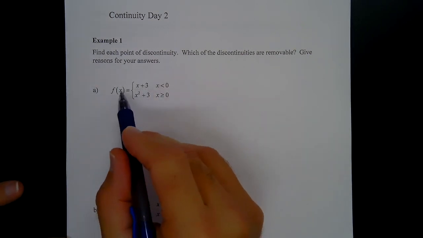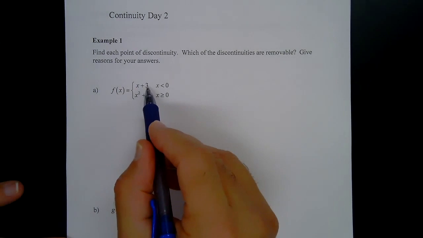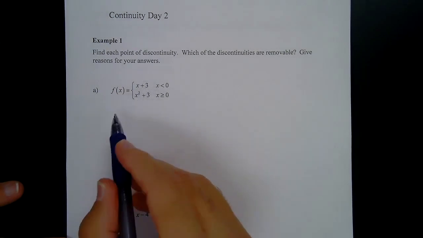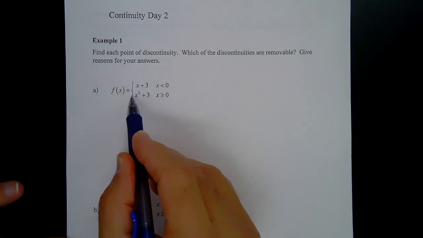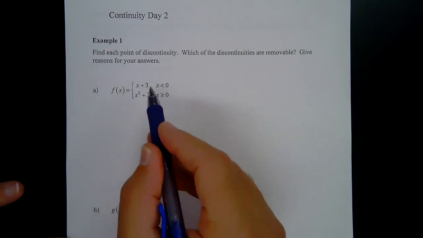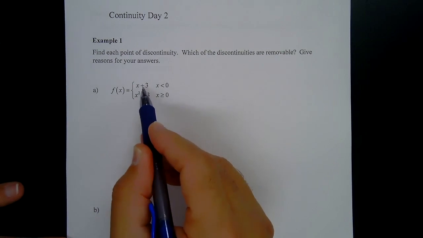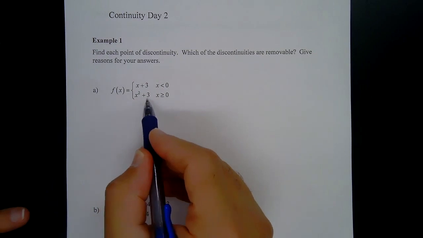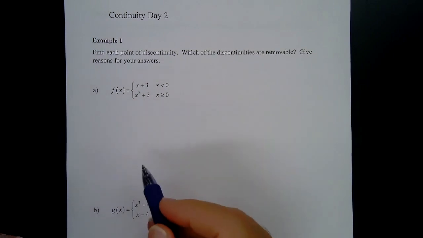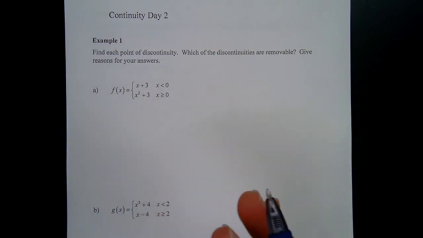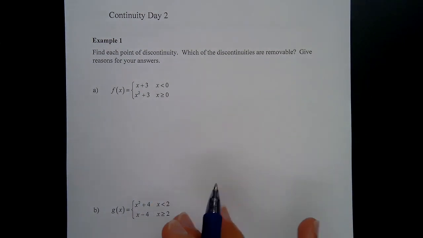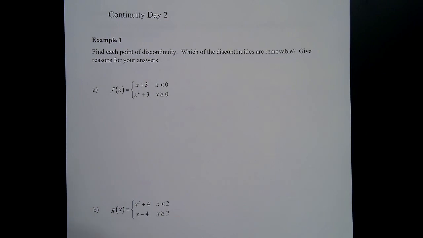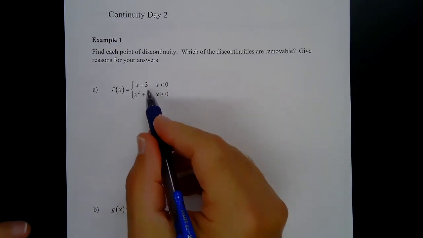Y equals x plus 3. Well, that's a line, and we should recognize that that's just the equation of a line. And y equals x squared plus 3, that's the equation of a parabola. And what do we know about a line? All lines are continuous. There's no breaks. And x squared plus 3, that's a parabola, that U-shaped curve from Math 2. What do we know about that? Well, there's no breaks in that one either. But this is a piecewise function, so where the break could happen is where it switches pieces.